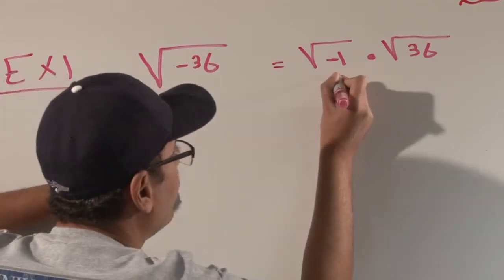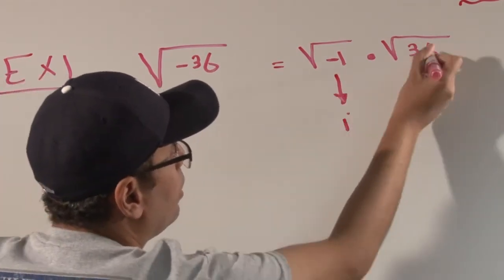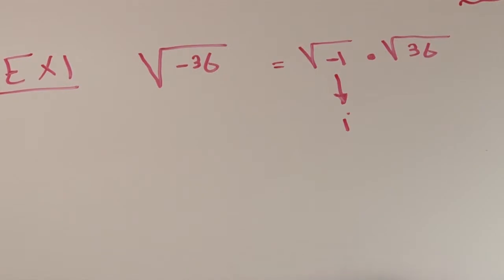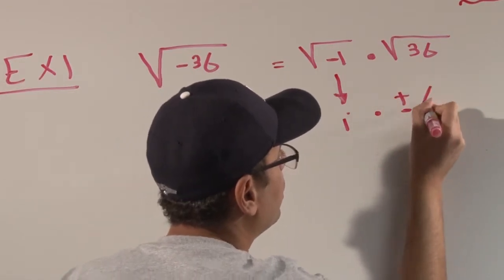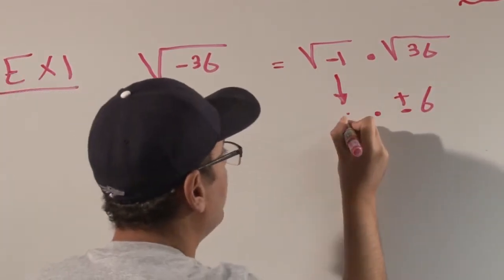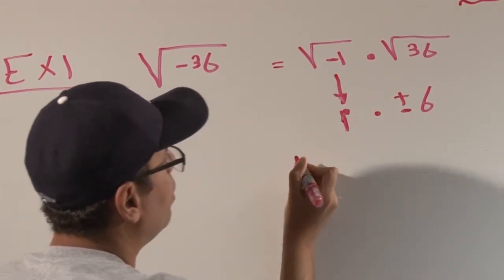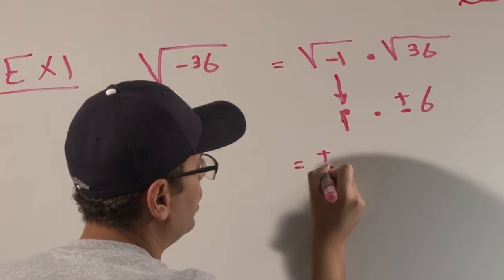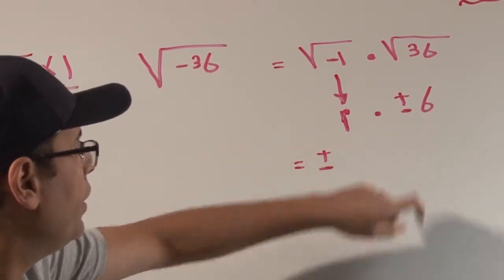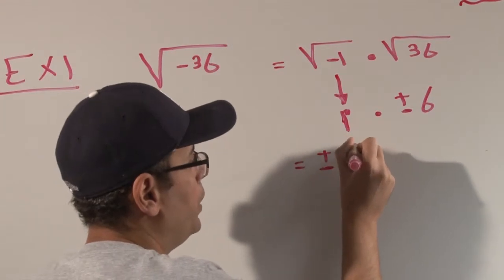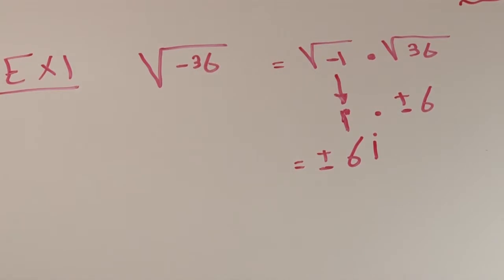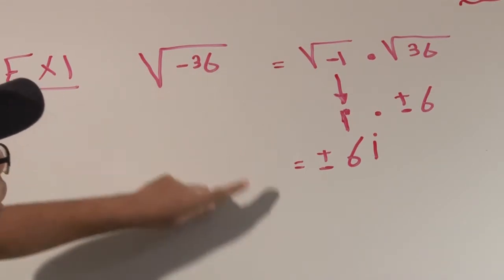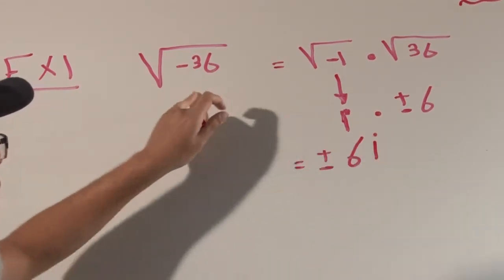I know that this would give me i. And what's the square root of 36? It's plus or minus 6. So here, times plus or minus 6. So if I put those together, I would say that would equal plus or minus, and of course I will put the coefficient first, so there would be 6i. So 6i would give me negative 36, or negative 6i would give me negative 36 as well.